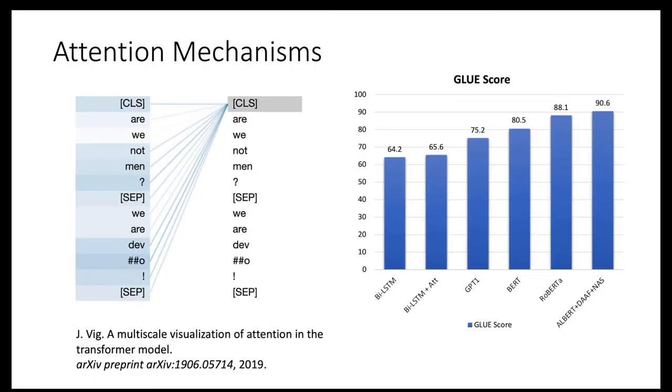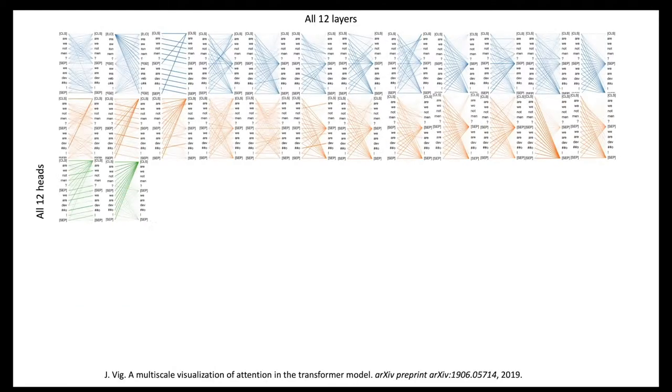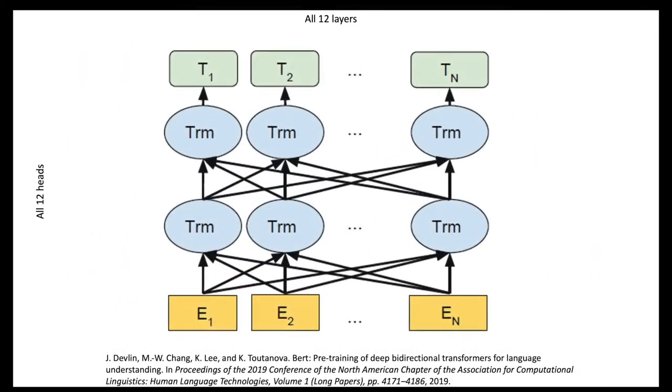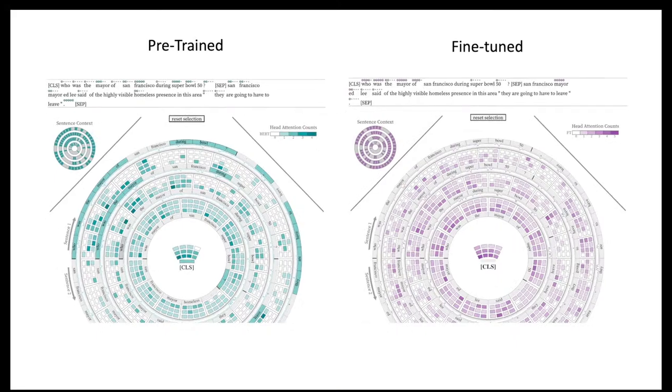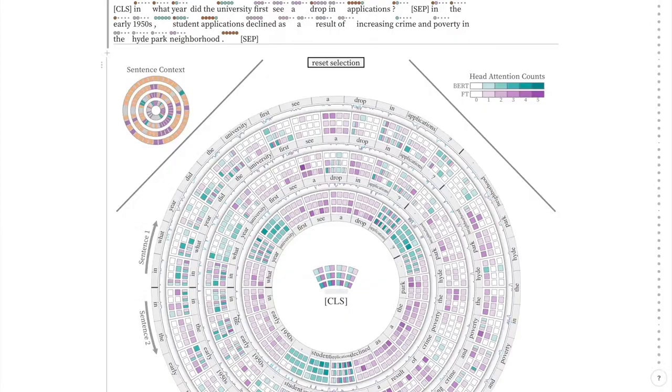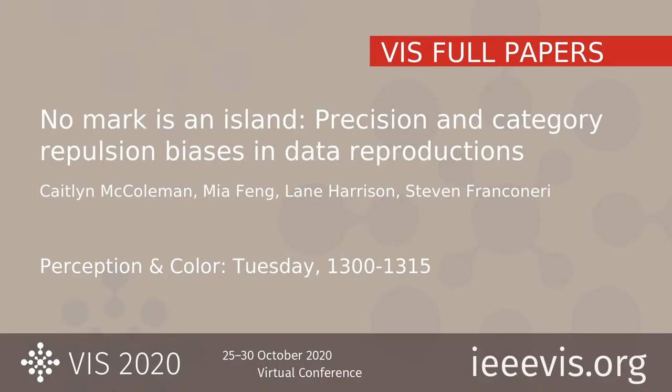Attention mechanisms have greatly improved the performance of many language models, yet with great power comes increased complexity. In this work, we present attention flows, a visualization that lets users interpret the language model's decisions and gain insights into the underlying self-attention mechanism. We also support model comparison that helps to fill the gaps between models in different training stages.